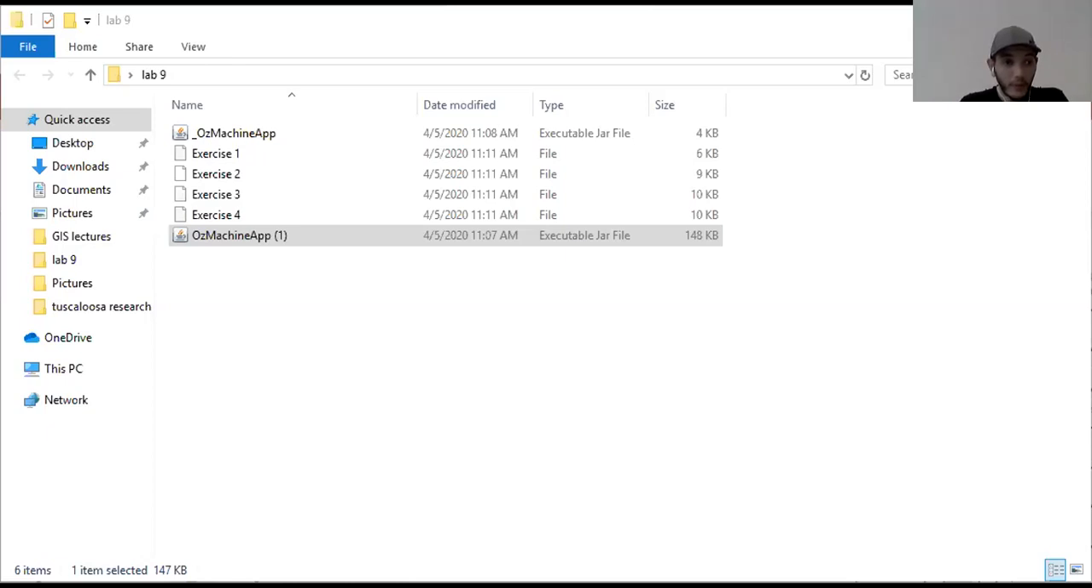So go to Lab 9, Exercise 1. Okay, and it will be downloaded to your Oz Machine app. So we need to fill this column, the white one, and you have to choose your lithology from this section.